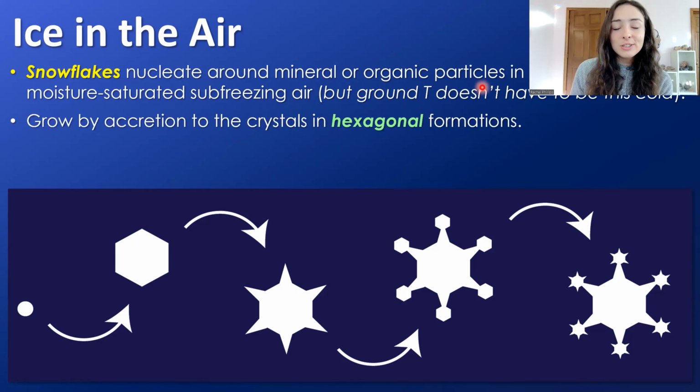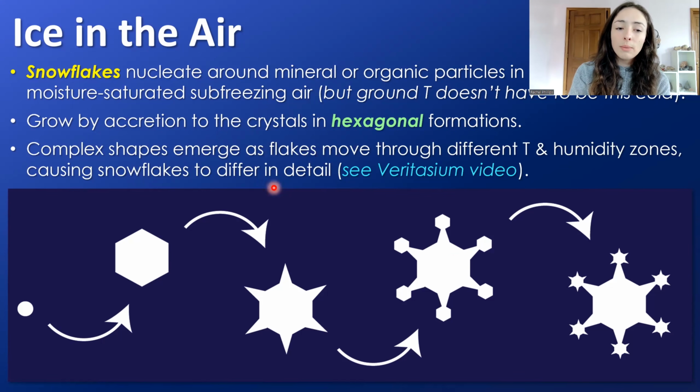In any case, snowflakes grow after they nucleate by accretion in hexagonal formations, which is why snowflakes, well, I shouldn't say always, but tend to have a hexagonal or a six-pointed kind of star look to them. And the complex shapes of snowflakes emerge as the snow moves through different temperature and humidity zones, which cause snowflakes to differ in detail.